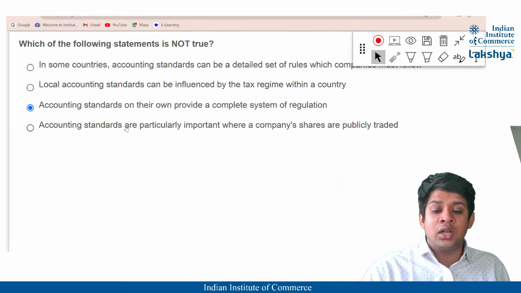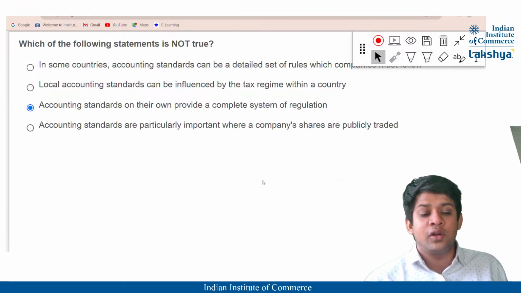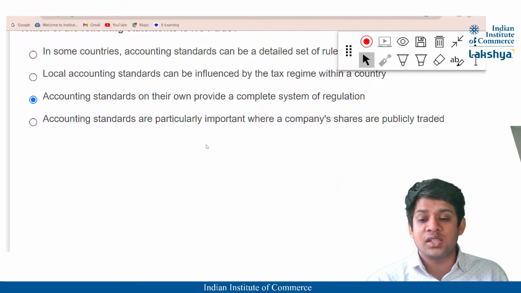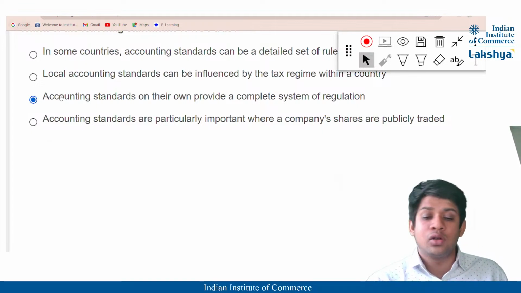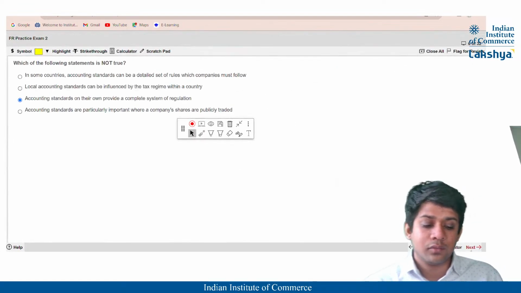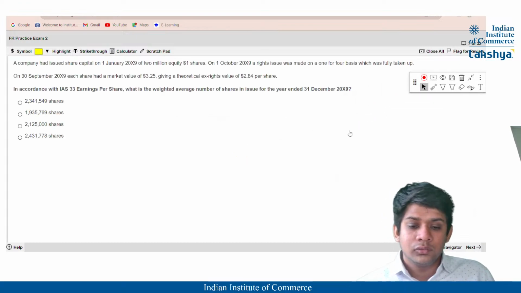Accounting standards are particularly important where a company's shares are publicly traded. Obviously, it is only for the companies which are publicly traded, which are listed on the stock exchange. Okay, so the first, second and fourth, all three are true. Only the third one is not true, so we are going to answer that one. Moving on to the next question. Okay.